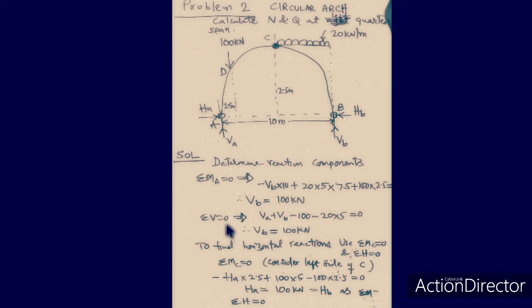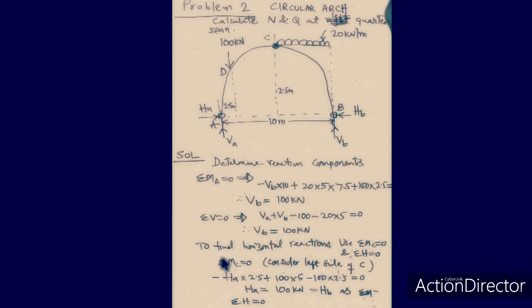Now after this, use sigma V equal to 0. So the total upward forces are VA plus VB minus 100. That 100 is this one, downward, negative. 20 into 5 is the UDL, negative, downwards, equal to 0. You will get VA as 100 kN. So this is how I have calculated the VA and VB values.